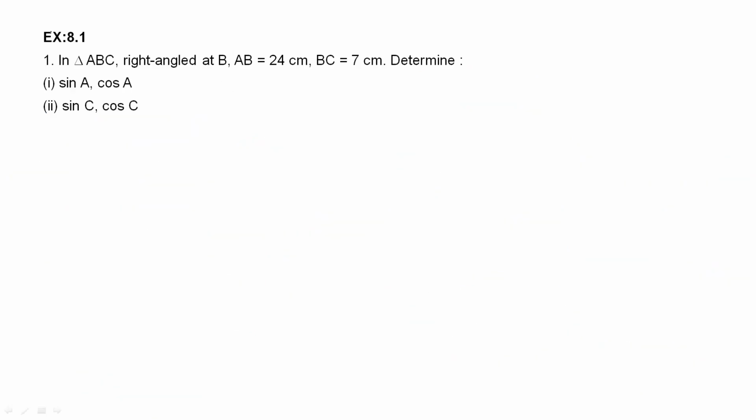So okay, coming to the first exercise, exercise 8.1. In a triangle ABC, right angled at B, the right angle is at B, that means this is 90 degree. AB is given as 24 centimeter and BC is given as 7 centimeter. So hypotenuse is not given. The side opposite to the right angle is hypotenuse. Okay, so we have to find out sin A.